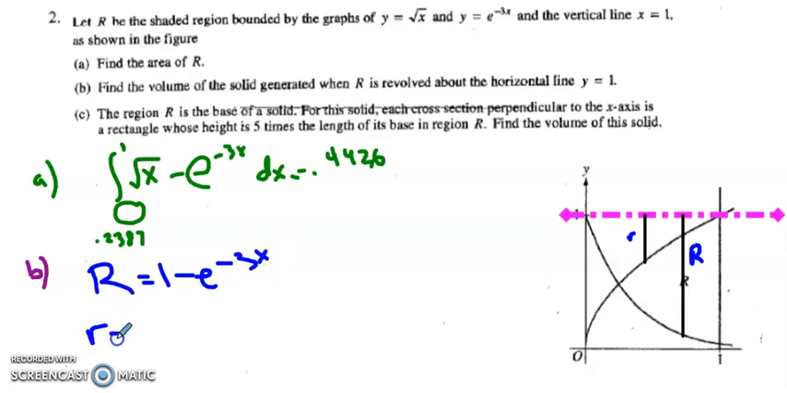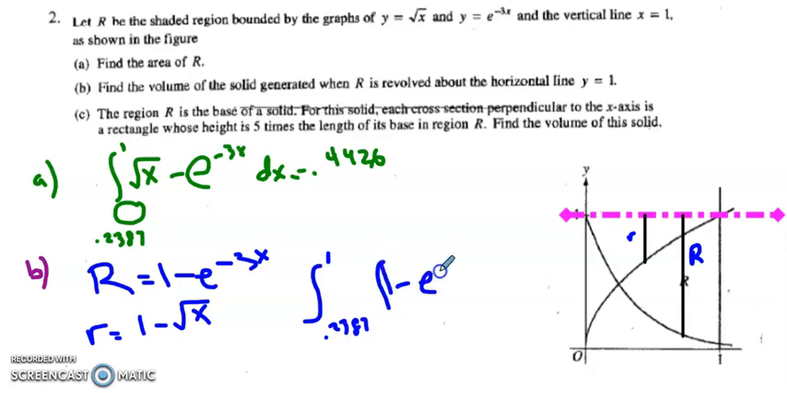And then for my little r, I again have top curve of 1 minus bottom curve, which this time is square root of x. Then my integral, when I revolve around the line y equals 1, I'm going to have that same lower limit of integration, 0.2387, same upper limit of integration. This time I have 1 minus e to the negative 3x, all squared for my big R squared, and then 1 minus the square root of x, all squared, for my little r squared.